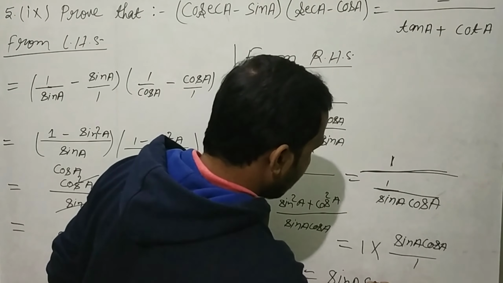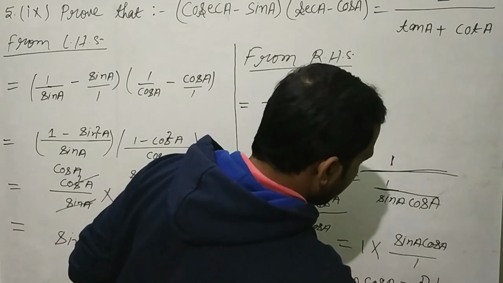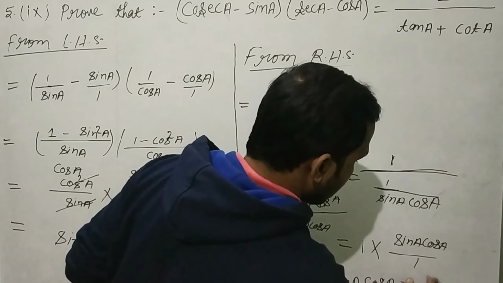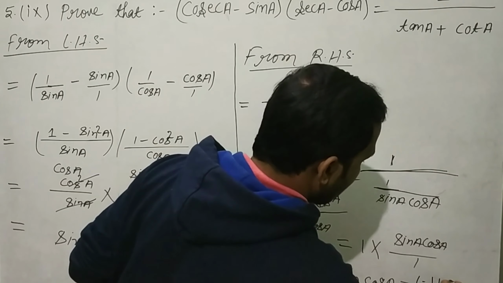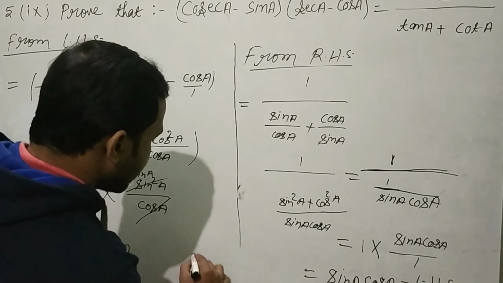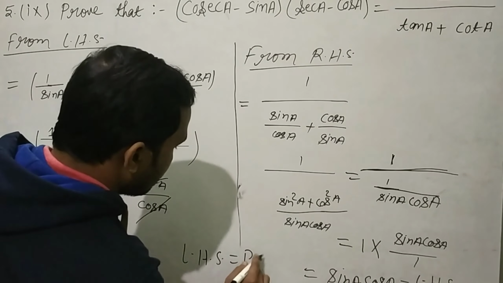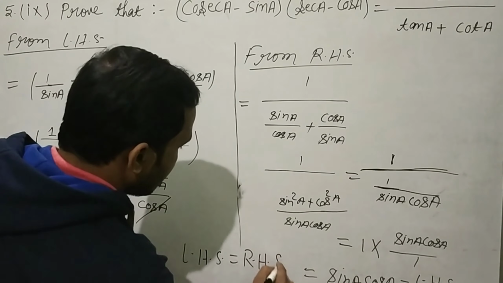sin A into cos A, which is equal to LHS. So we proved it like this. LHS is equal to RHS, proved.